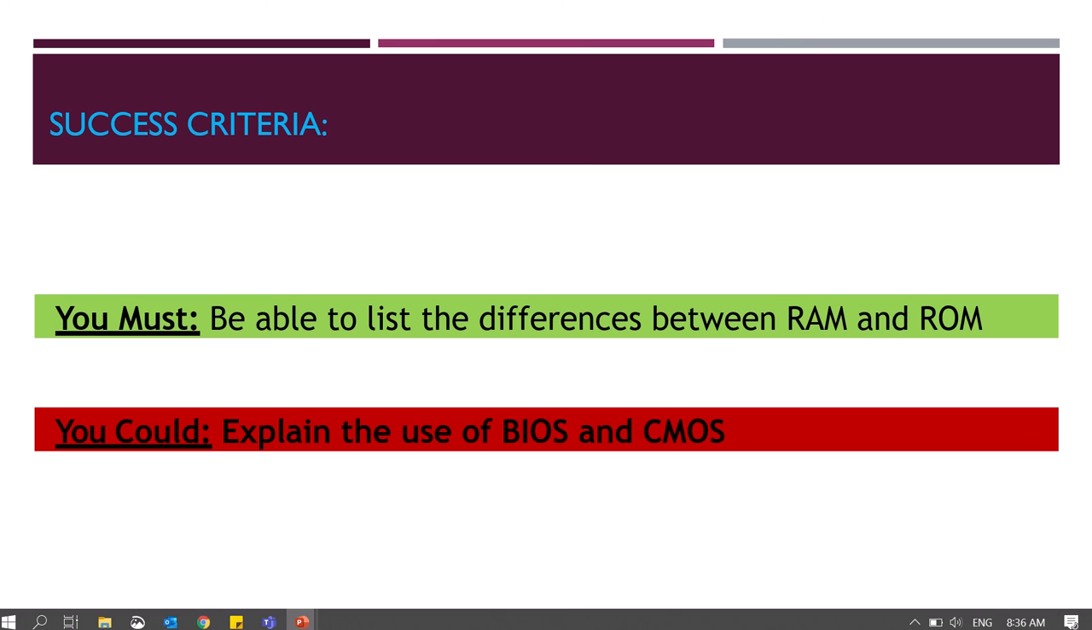Our success criteria for judging today's lesson is that at the end of today's lesson you must be able to list the differences between RAM and ROM, and as an extension task you could try to explain the use of BIOS and CMOS, but I will tell you more about this soon.